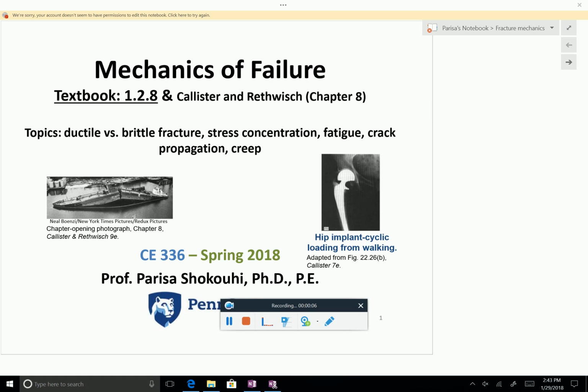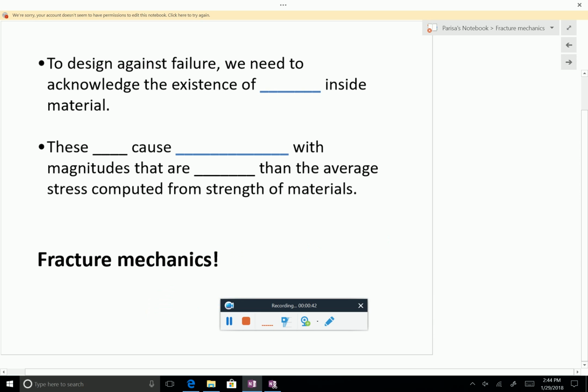So today and on Wednesday, hopefully we'll finish it in two classes, we want to formalize some of the things you learned on Friday. Talking about failure and fracture, but the mechanics. What's exactly going on? We start with comparing ductile and brittle fractures, and then I'll teach you about the stress concentration and crack propagation, a little bit about creep and also fatigue. So let's just start here. Try to see if you can fill up these blanks from the things you learned on Friday.